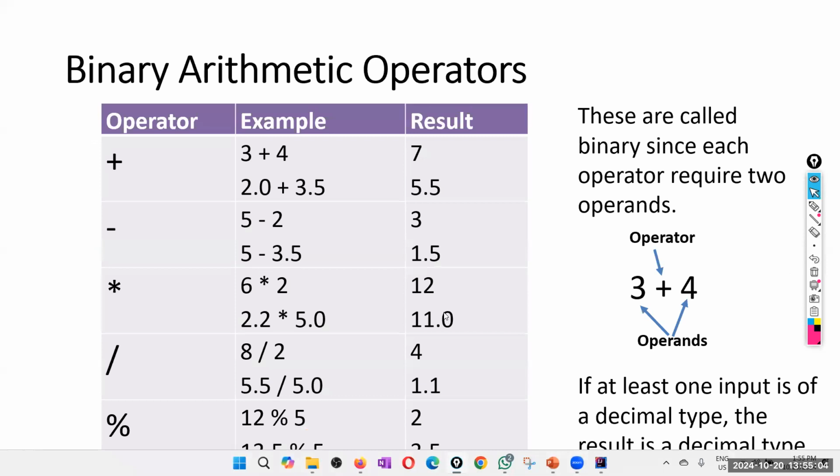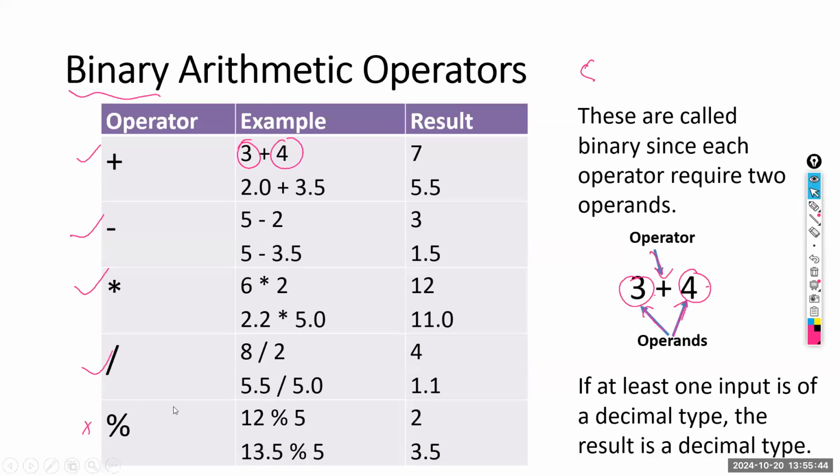Next we have binary arithmetic operators. Arithmetic operators means we can apply those operators on numbers. So why do we call it binary? Because these operators need two operands. When I say 3 plus 4, the plus is the operator and these are called operands. So binary means you need two operands. This has nothing to do with base 2. Here binary means two operands. Like addition, subtraction, multiplication, division, and the mod operator. Mod means the remainder when you divide.